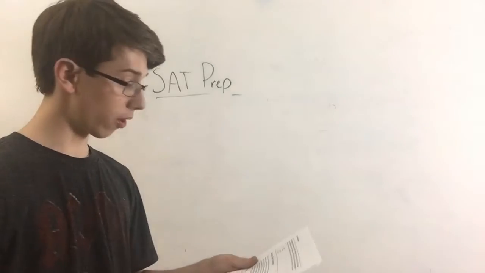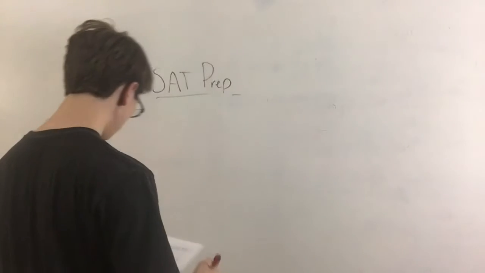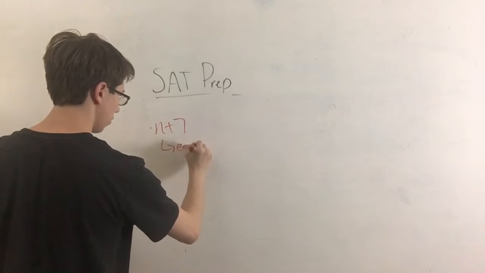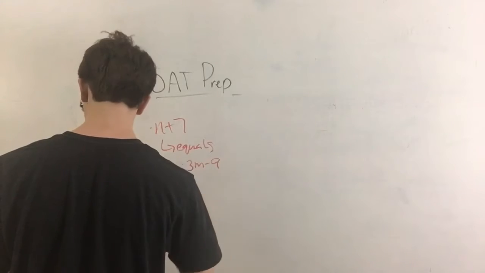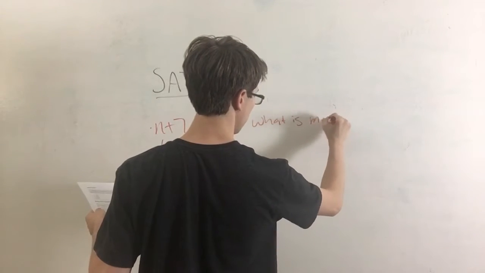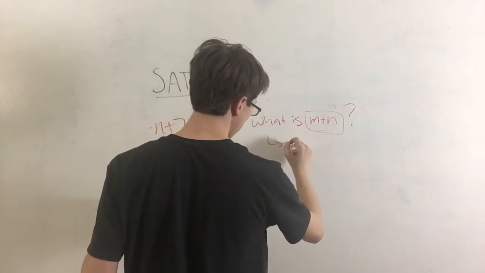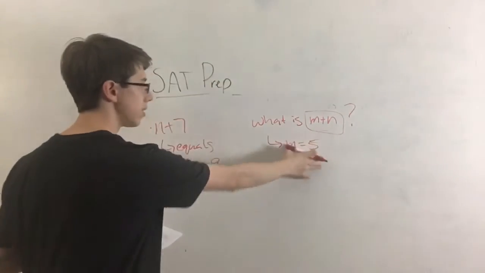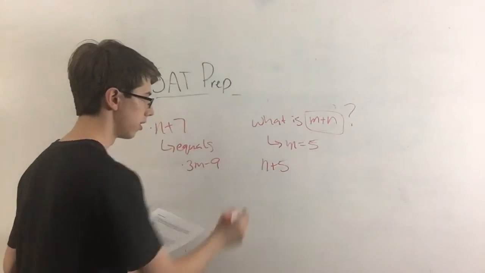We'll do a sample question for the know the question strategy. We already did one for the last one. Let's do one again. So it's: if n plus 7 is equal to 3m minus 9, what is the value of m plus n? That's the question. What is m plus n? If m is equal to 5. So we know that m is equal to 5, so we already know that we're just looking for n plus 5.